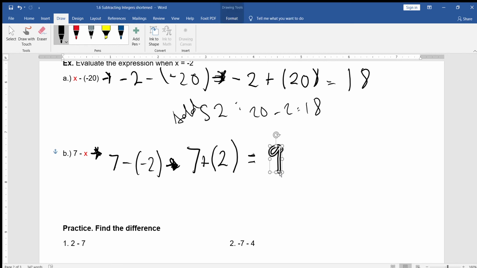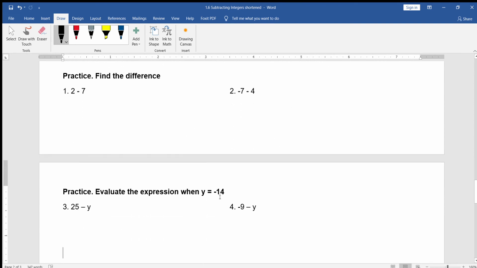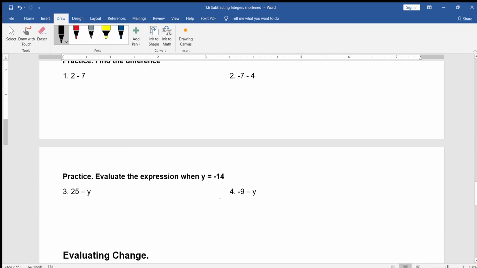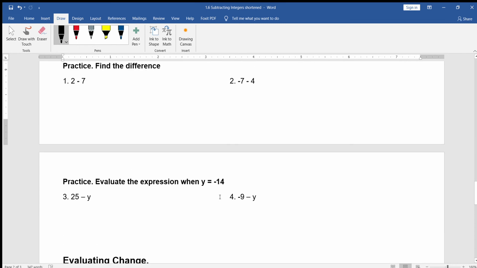So I want you guys to pause the video and try these 4 examples by yourself. Okay. Hopefully you pause the video. Now let's try to practice all together.